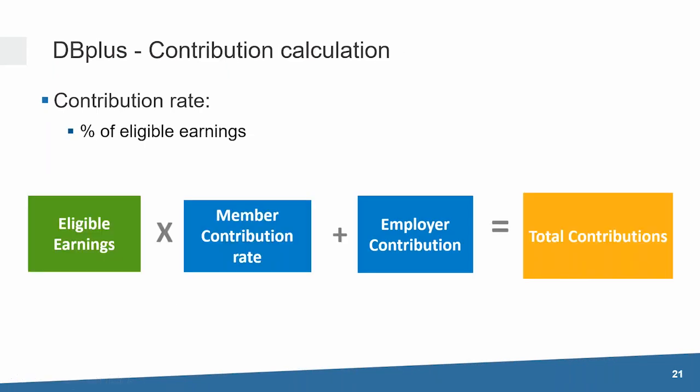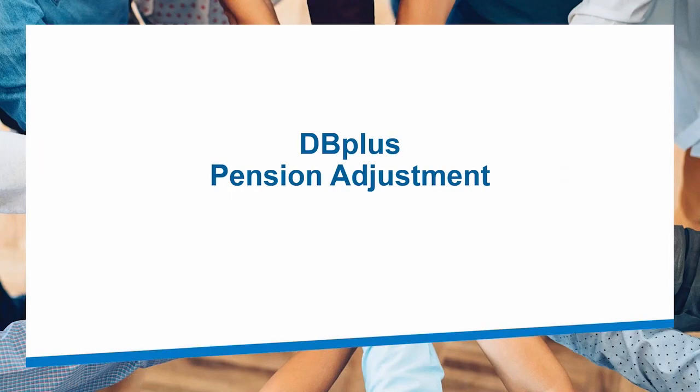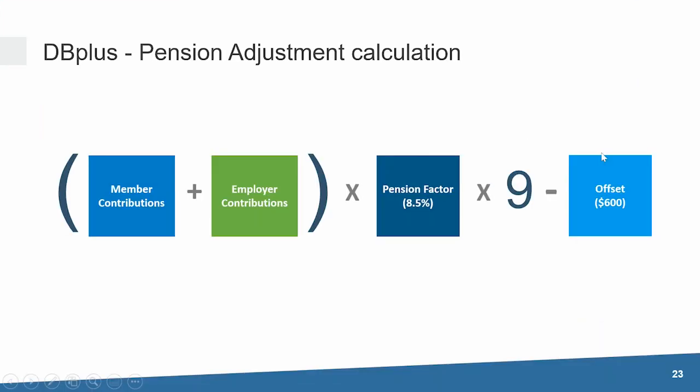The contribution calculation formula for DBplus is eligible earnings times member contribution rate plus employer's contributions equals total contributions. We will now discuss pension adjustments for DBplus. The pension adjustment, or PA calculation, is based on member and employer contributions multiplied by the pension factor of 8.5%, multiplied by 9, minus the offset of $600.